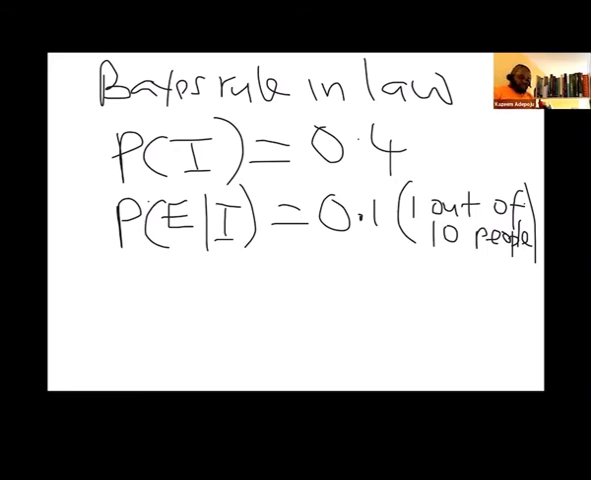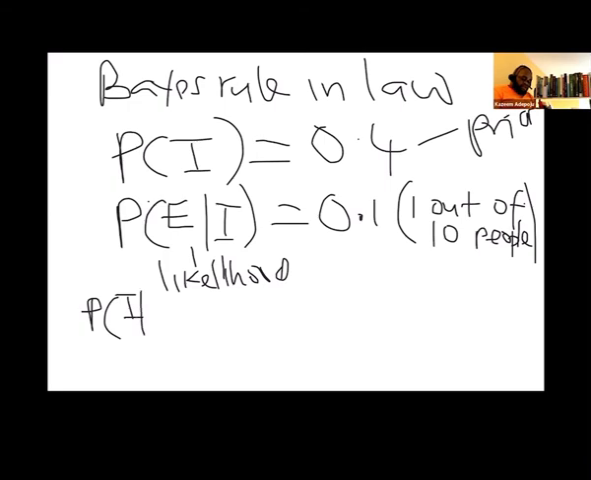This is the likelihood, based on the result of the forensic analysis, and this is the prior. And what are we looking for? We are looking for the posterior, the probability that an accused person is innocent given the evidence before the court of law. Now, take a look at this.